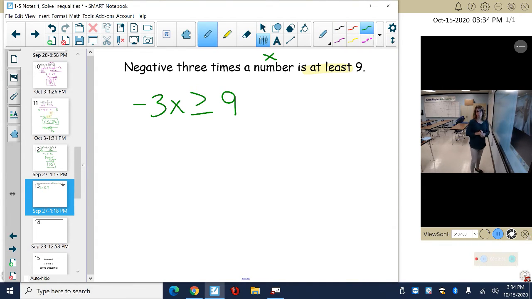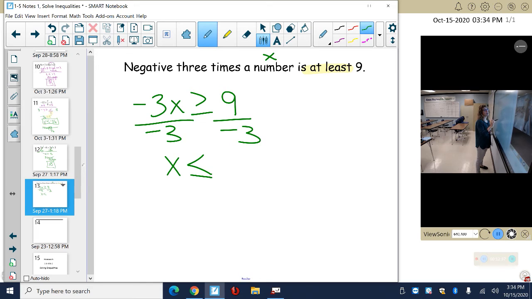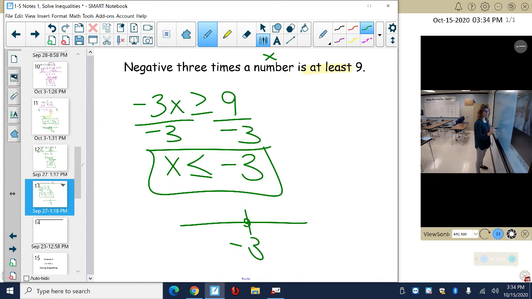or equal to 9. How do I solve this? Divide by -3, and I have x, flipping the sign, is less than or equal to -3. How do I graph it? Here's -3, closed dot, and shade down.